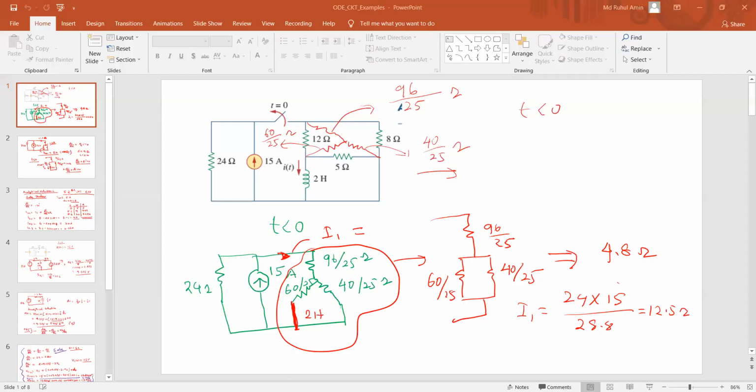You got it? Okay, can you see this? Okay, it is not there. Let me change the viewing option.